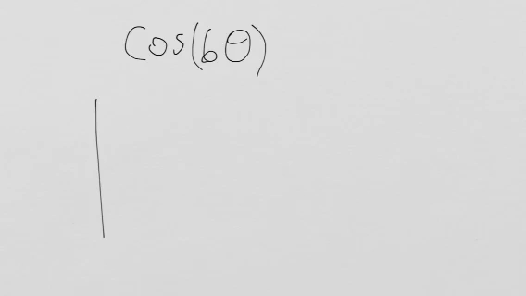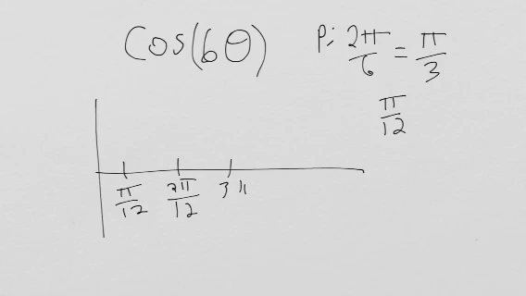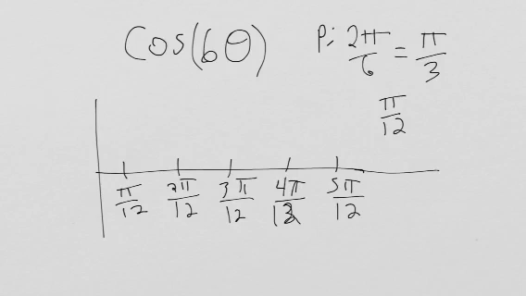Next we have cosine of 6 theta. So we see that we have a frequency of 6, so our period is 2 pi divided by 6, which is pi over 3. Our tick marks are going to be pi over 3 divided by 4, which is pi over 12. So we have pi over 12, 2 pi over 12, which would simplify to pi over 6, 3 pi over 12, 4 pi over 12, there's pi over 3, there's one cycle, 5 pi over 12, 6 pi over 12, 7 pi over 12, and 8 pi over 12.